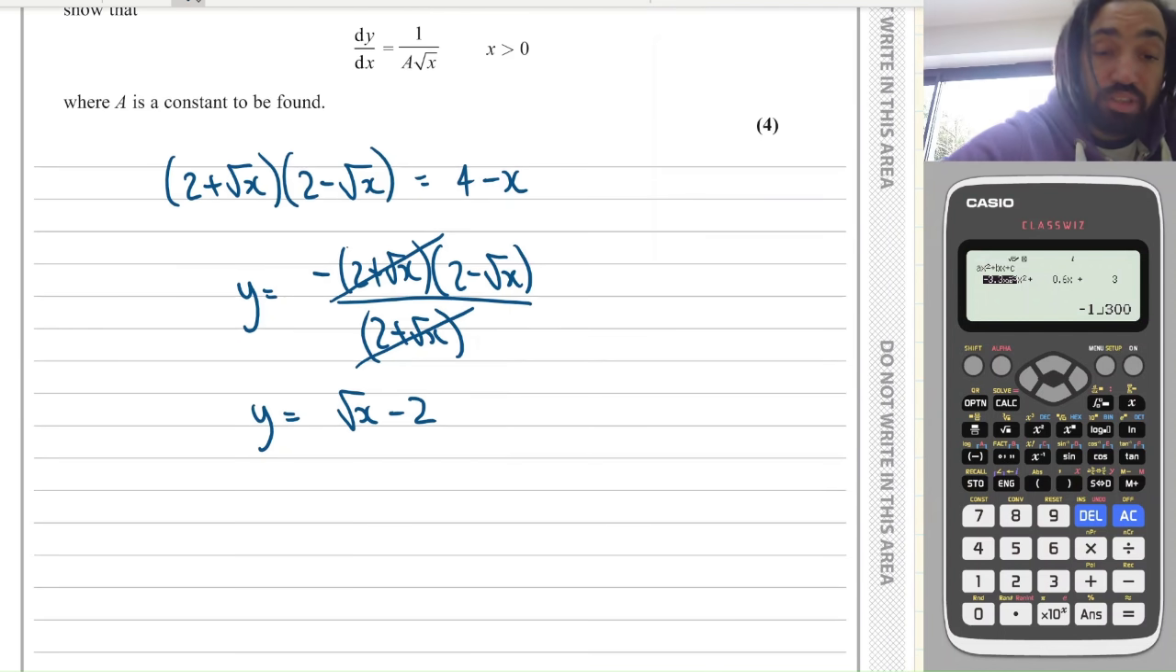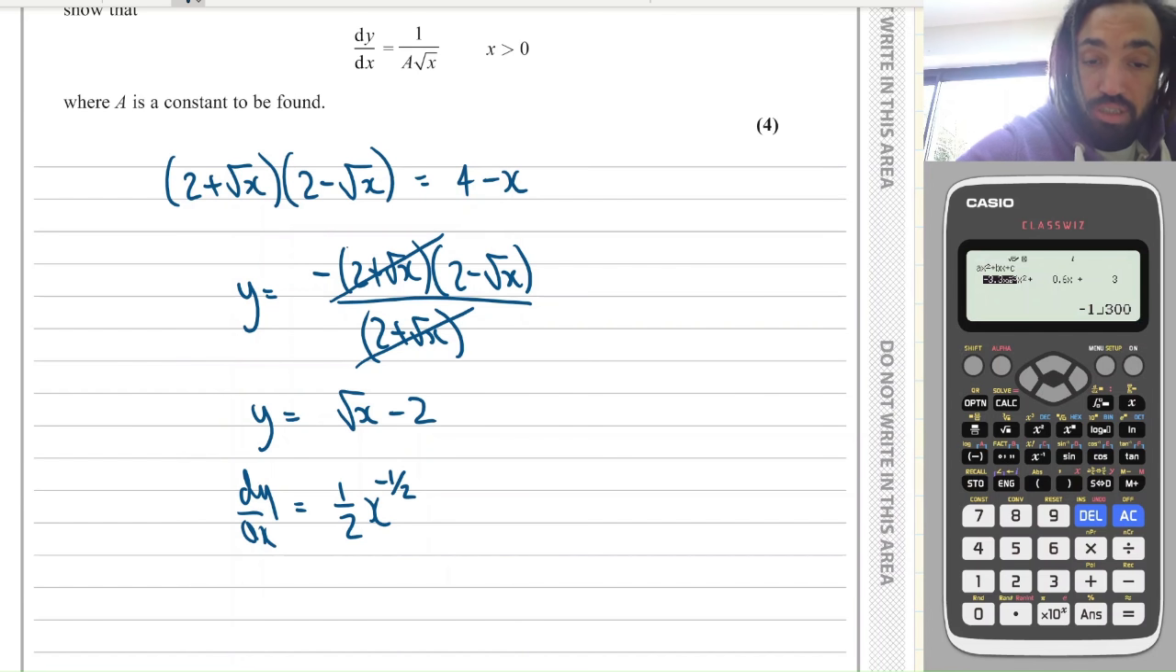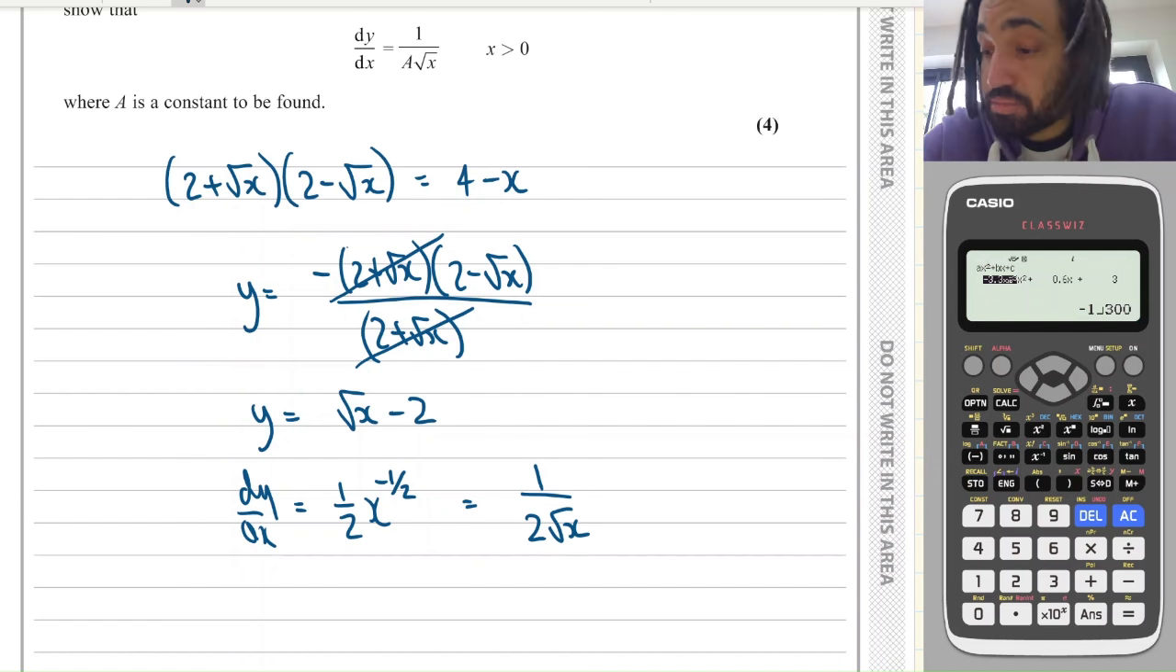Okay, great. Now all we need to do is differentiate that. And that's going to be much easier because that is a half x to the minus a half. That's it. So that's 1 over 2 root x. And we are done.